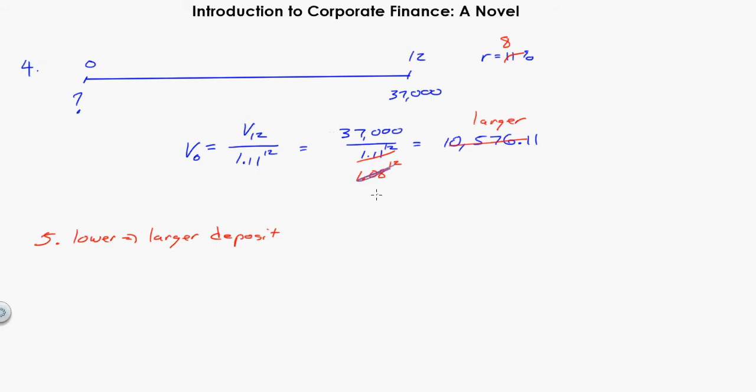If this were higher, if this were like 1.13, this would be a bigger number in the denominator, and this would be smaller. So higher rates means he would make a smaller deposit. It's very important to remember that. As rates go up, present values go down. If rates go down, present values go up. Okay, now let's go on to number 6.